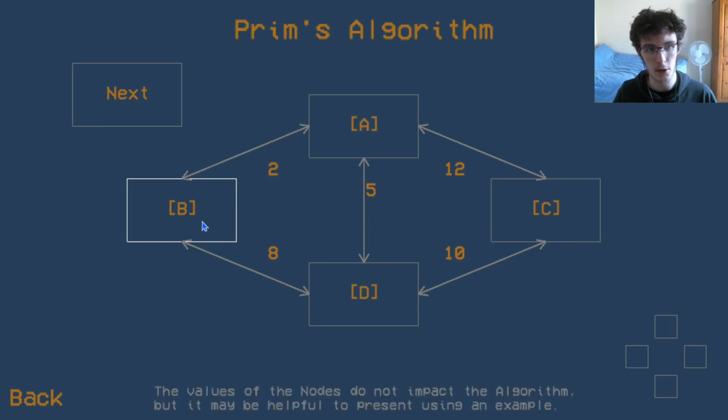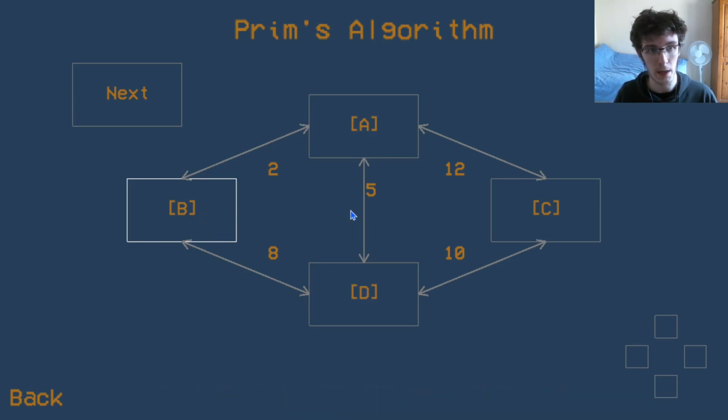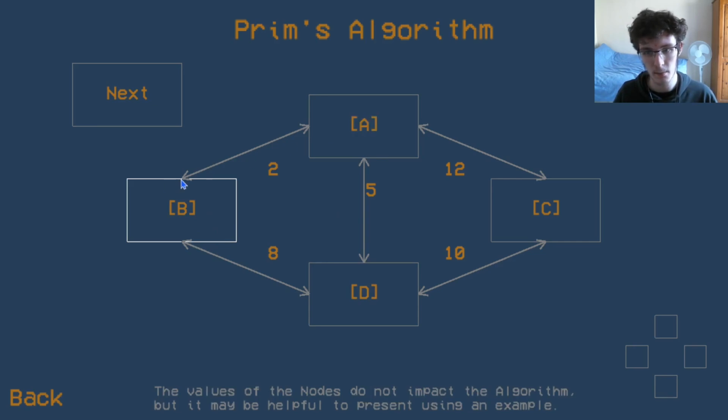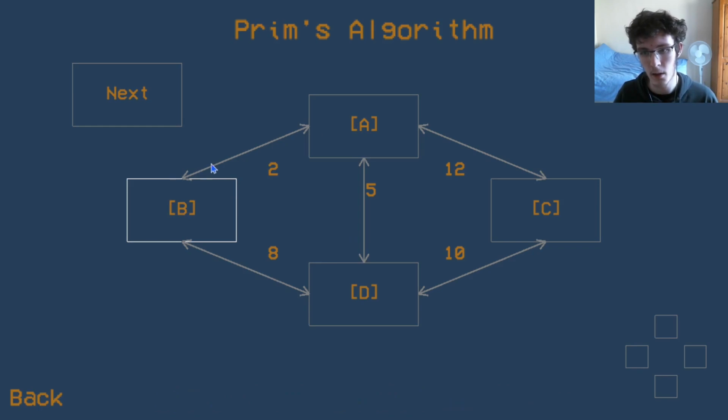So the first thing we need to do is connect B, our starting village, to another node that we haven't visited. B is the only one that we have visited, so we can choose anything. We've got our options here: this edge of weight 2 and this edge of weight 8. Obviously 2 is less than 8, so we're going to take this edge here.